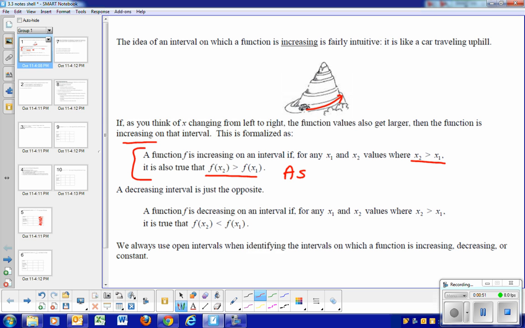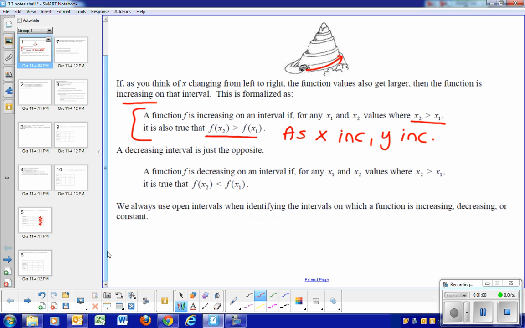We could just write that in here. As x increases, y also increases. That means the function is increasing. A decreasing function is therefore the opposite. That means as the x's increase, the y's are getting smaller. They decrease. Okay, and that's what I wrote in formal notation here.